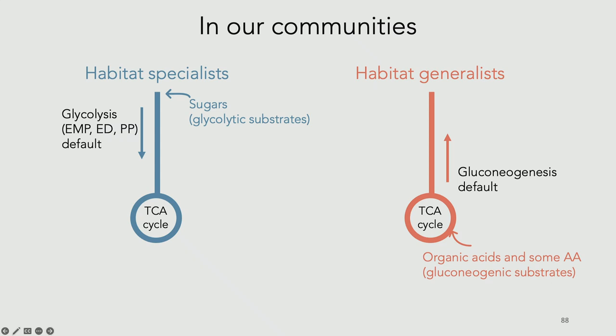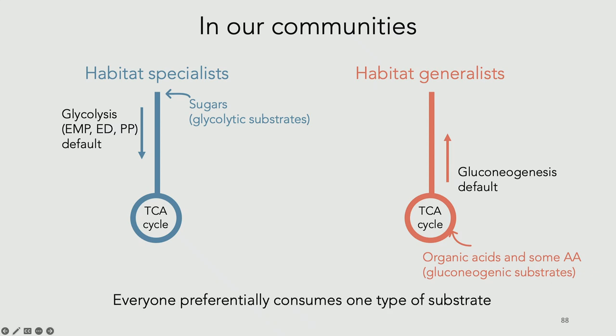feed on organic acids. The point is, since in our picture, organic acids can be produced starting from sugars as well, then basically everyone in our community preferentially consumes one type of substrate, but since organic acids are everywhere, these species can be generalists. This is our picture for our view of our communities from the data that I showed you before. Based on this, we said, okay, let's try to build a model.